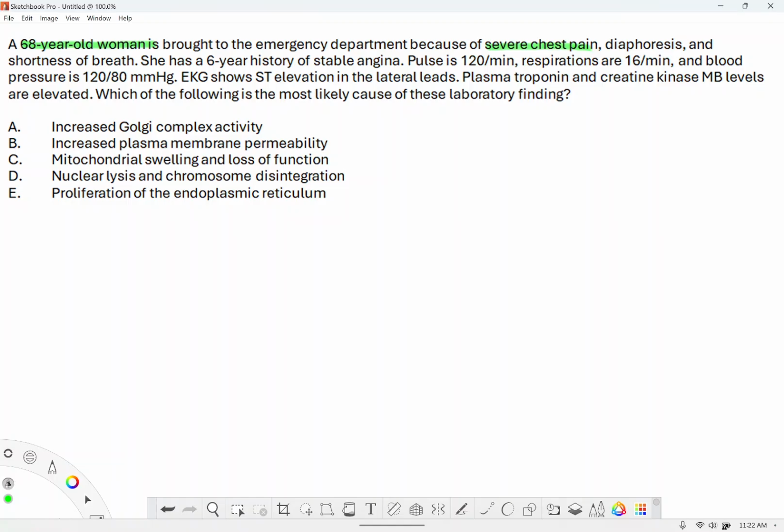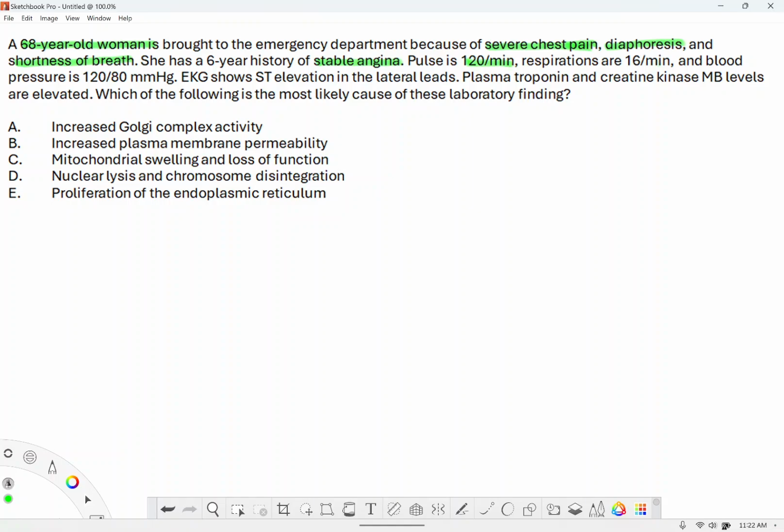Whenever I see severe chest pain or any chest pain, I will think of heart attack first. Diaphoresis, sweating, and shortness of breath are typical signs of heart attack or angina. She has a 6-year history of stable angina. There you go. So she has a history of stable angina, now she has this pain, and it's not telling you that this pain is during rest or exercise. So I'm going to assume it's at rest.